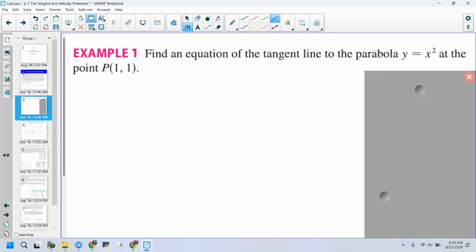To investigate this, let's take a look at x squared. Find the equation of the tangent line to the parabola y equals x squared at the point (1, 1). Interestingly enough, by the end of chapter 3, you will probably be able to do this question in about 30 seconds.